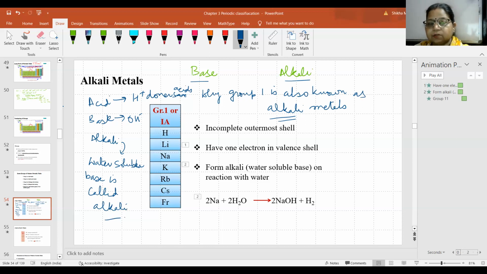So group 1 elements are also known as alkali metals. Why? Because they form water soluble bases, which is written at point number 3, right? So when they react with water, they form water soluble bases. Now, someone said that they produce only oxide; bases can be hydroxides. Bases can be oxides as well as hydroxides. For example, magnesium oxide is also a base. I believe the difference between base and alkali is clear to all of you.